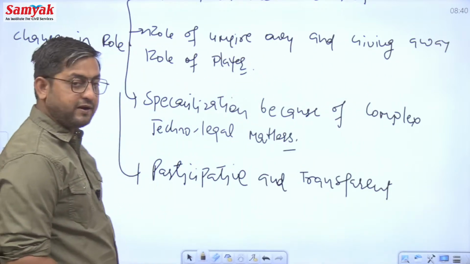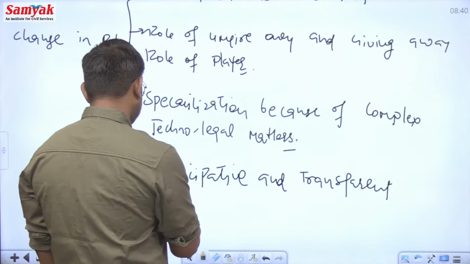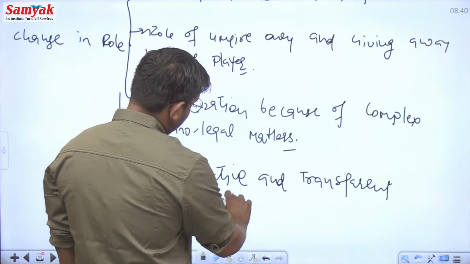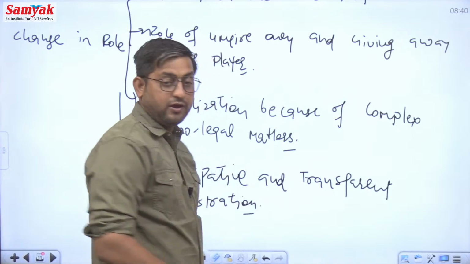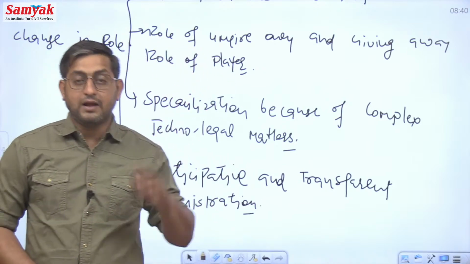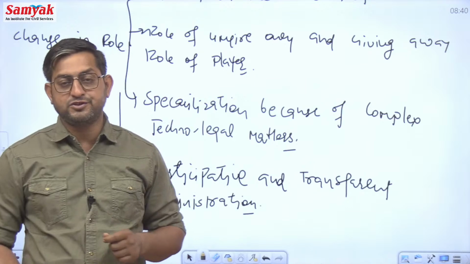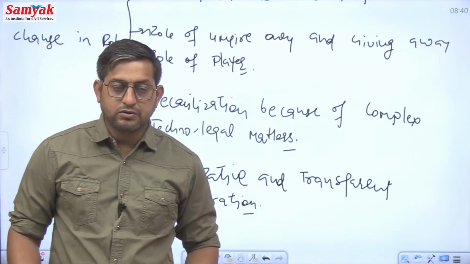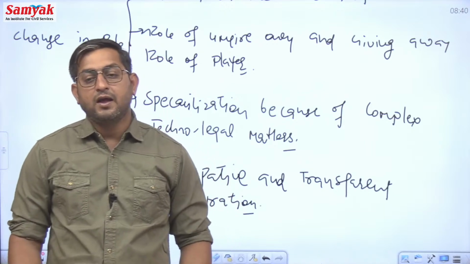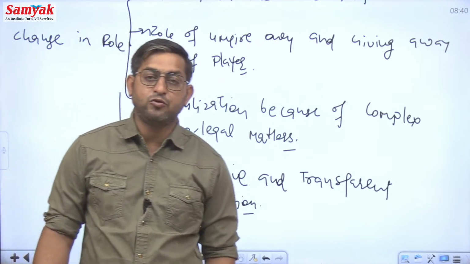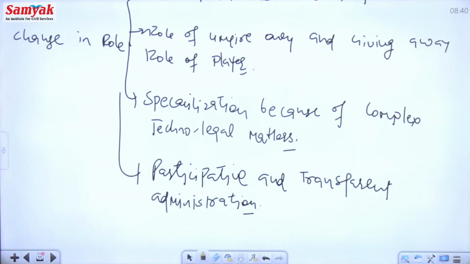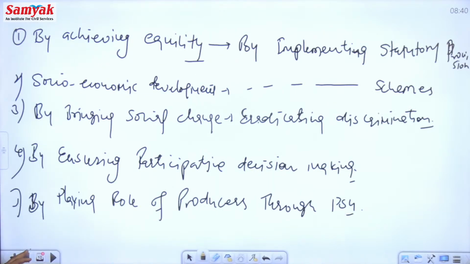Participative and transparent administration you will now have to provide, because with development people will become aware. As they become aware, obviously you will have to ensure the transparency of the administration. Now you can't operate in an opaque administration. Now the administration can't be a privilege of the few. All people will have to be taken together. So these are the differences which occur because of liberalization. Okay, so that is about the significance part.